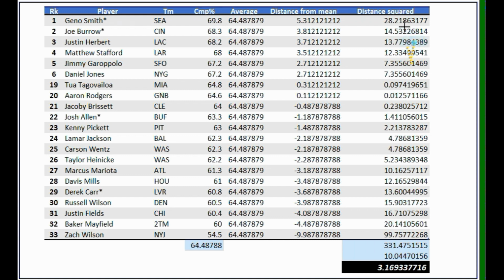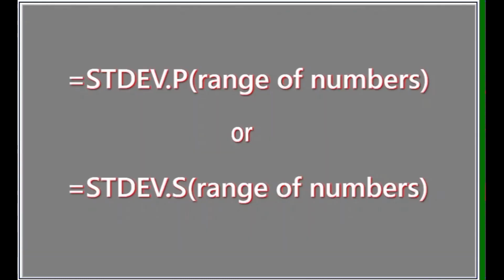So once we get all of these, we add them all up, we divide by n, which is the population, or 33, which is the number of quarterbacks we pulled for this, and then we're going to take the square root of that. And that's really the number we want to focus on. Our standard deviation for our 33 qualifying quarterbacks is 3.169 or 3.17, which we'll use in just a moment. And that is, again, the standard deviation for completion percentage.